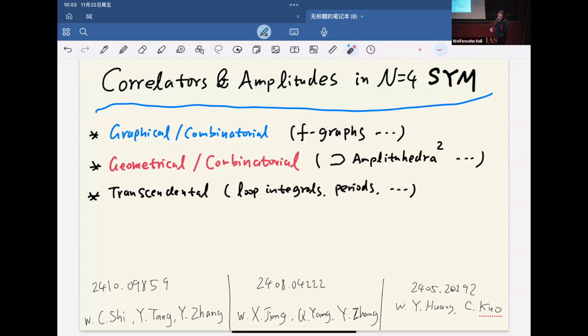The first is a really interesting method that explores some graphs that have been called F-graphs. So I want to talk about the graphical aspects and some combinatorics of these so-called F-graphs, how they play an important role in computing these correlators to very high loop level.